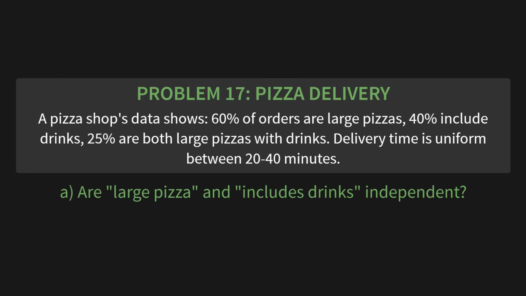Let's analyze some real pizza shop data. Here's what we know. 60% of orders are large pizzas. 40% of orders include drinks, and 25% are both large pizzas with drinks. Oh, and delivery takes uniformly between 20 and 40 minutes. First question. Are ordering a large pizza and including drinks independent events?